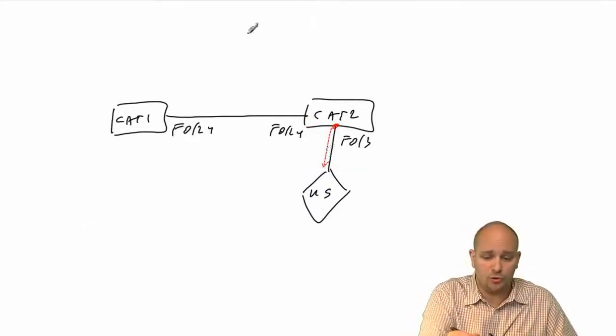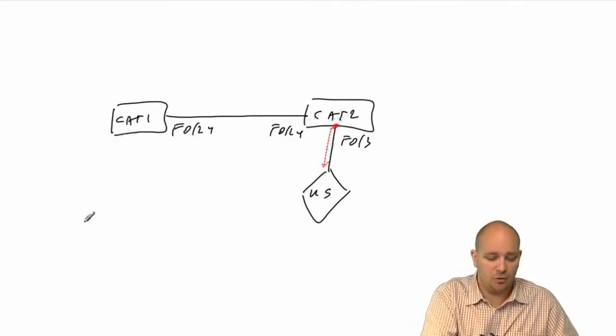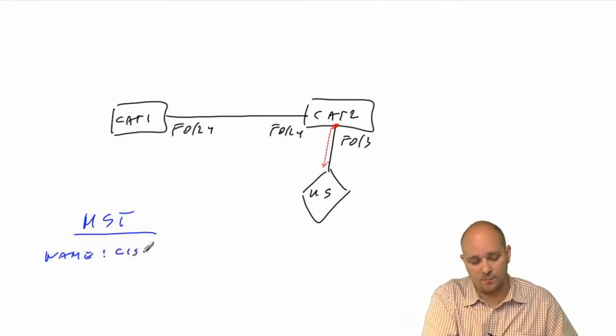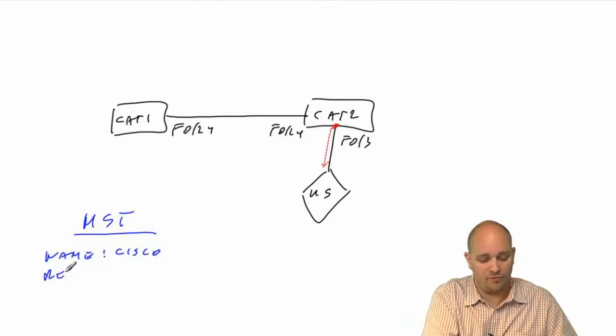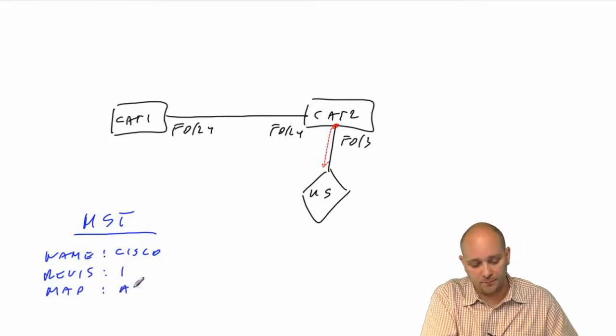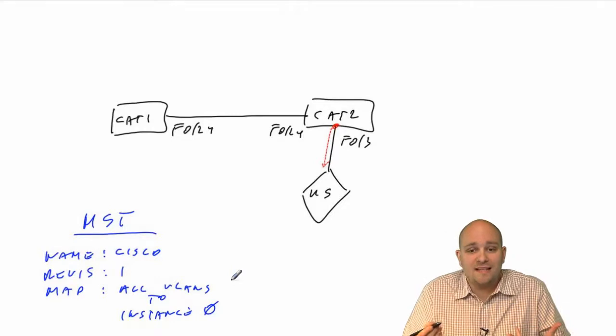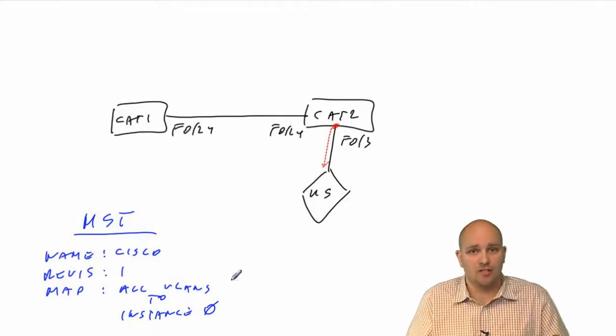And also I'm going to configure these two switches here to be in the MST region that is going to have the name, let's say Cisco. We are going to have revision, let's say revision 1, and I'm going to leave the default map so that all VLANs are going to be mapped to instance number 0. So let's see how this configuration is going to look.